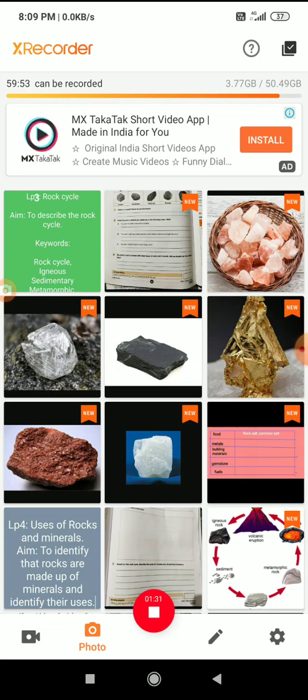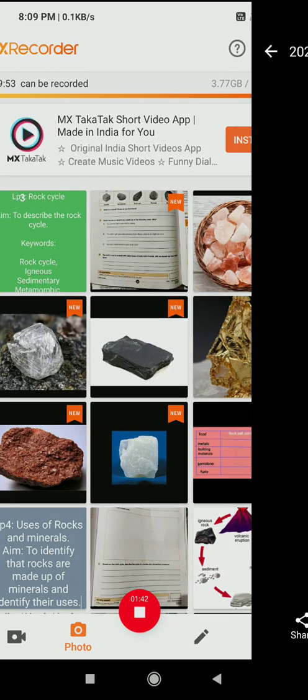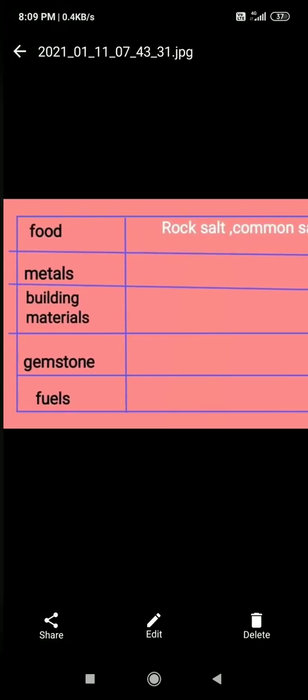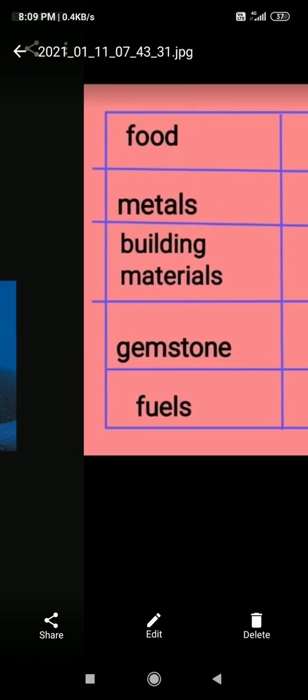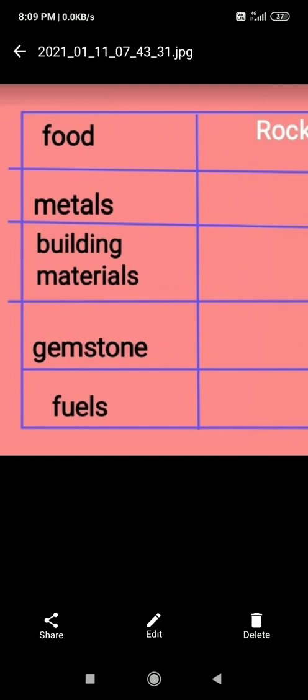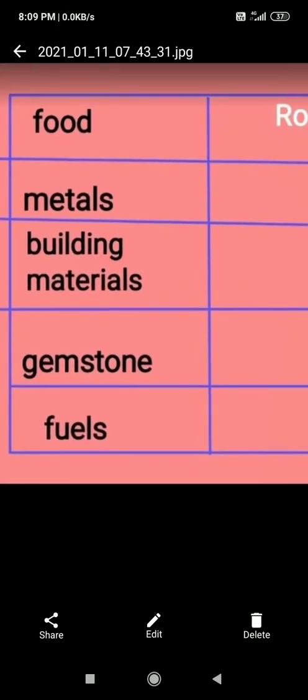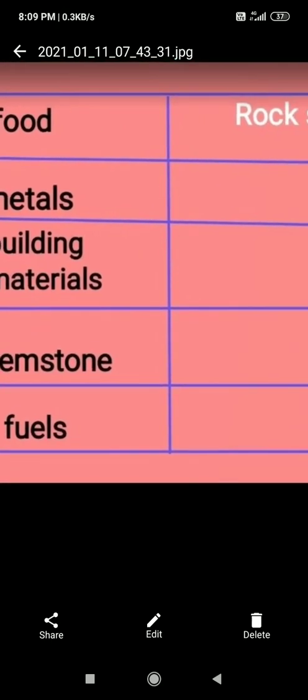We depend on rocks and minerals for many things that we use in our daily life. Do you know? So today let's find out how we are dependent on these minerals. Now, see in this picture I have given some examples like food, metals, building material, gemstone, fuels. These are some building materials, that is one type of stone. Other than that, there are minerals.